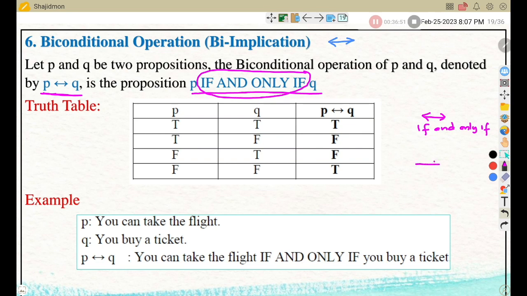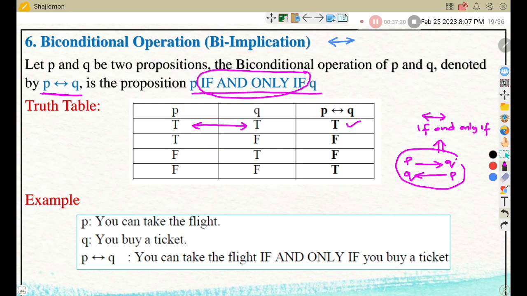What is the meaning of if and only if? From here to here it should be true, and here to here also it should be true. That means P implies Q and Q implies P together. Together it is coming, which means the if and only if statement. Now see the truth table. True if and only if true: true implies true, and the opposite also true. So the answer is true.